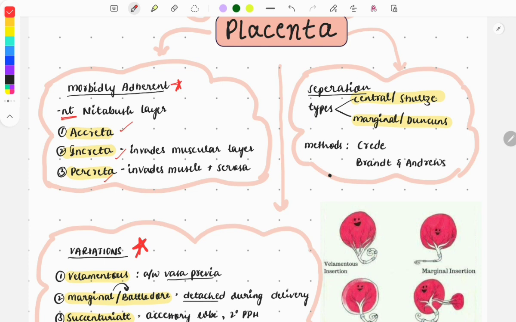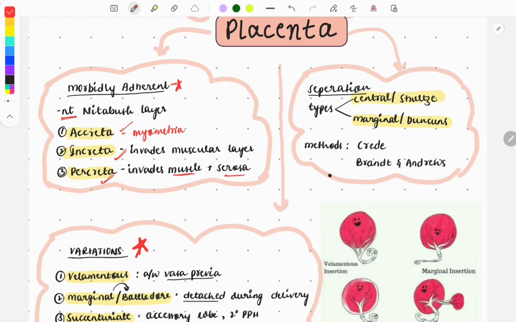So accreta means the placenta will be strongly adherent to the myometrium. The placental fibers will be tightly attached to the myometrium, into the muscle layer. If it invades the muscle layer, that is the myometrium, if the placenta goes into the muscle layer, then it is called placenta increta. And placenta percreta will involve the muscle layer, that is the myometrium, and it will extend till the serosa, so it will be called percreta.